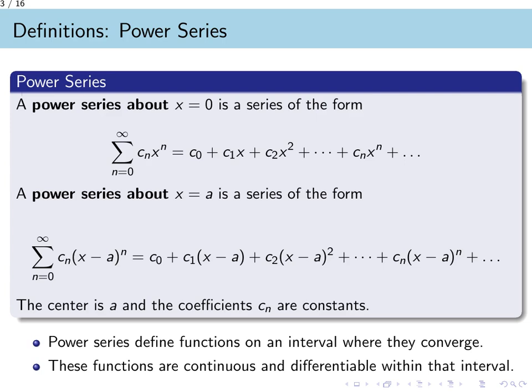The second form is the general case, a power series centered at an arbitrary point x equals a. Here, each term is a coefficient c sub n multiplied by the quantity x minus a raised to the power of n. The constant a is called the center of the series. You can see the first form is just a special case, where the center a is 0. The most important idea here is that for the values of x, where this infinite sum converges, the power series defines a function of x.